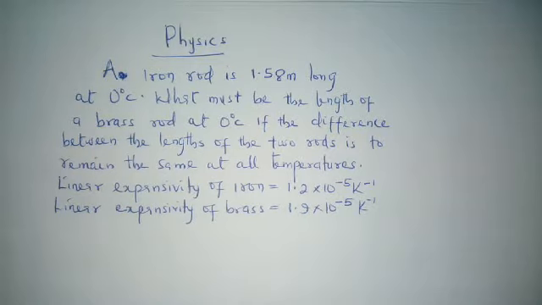Alright, today I have a question on physics, and the question goes like this. A rod is 1.58 meters long at 0 degrees centigrade. What must be the length of a brass rod at 0 degrees centigrade if the difference between the lengths of the two rods is to remain the same at all temperatures? The linear expansivity of iron is 1.2 times 10 raised to the power of minus 5 per Kelvin, while the linear expansivity of brass is 1.9 times 10 raised to the power of minus 5.